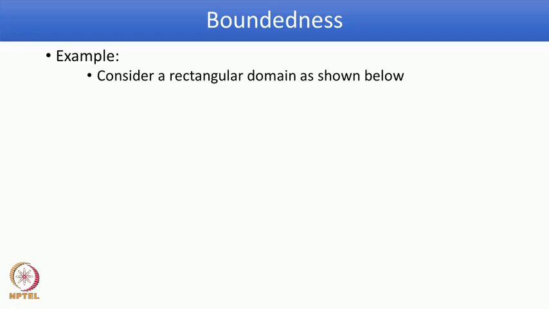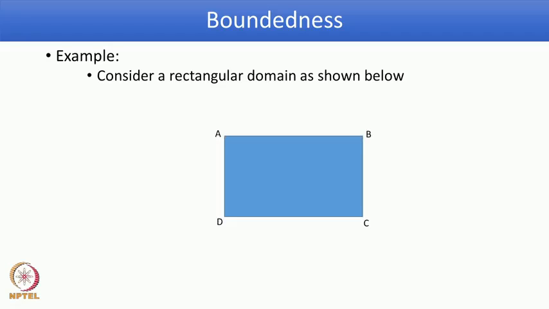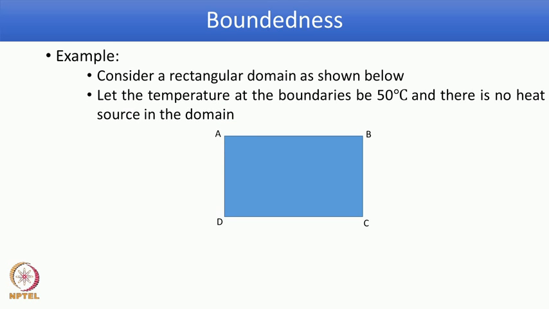We consider a rectangular domain as shown here, a simple domain with the boundaries marked as AB, BC, CD and DA. Now, for simplicity's sake, we consider this problem without any source generation, and boundary conditions specified for temperature along all the surfaces as shown here. So, along AB it is 50 degrees Celsius, along BC it is 50 degrees Celsius, along CD it is 50 degrees Celsius, again along DA it is 50 degrees Celsius.